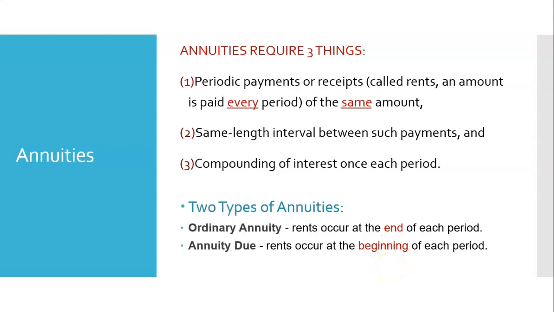Okay, and so the difference becomes in how the interest is handled. If it's an annuity due, we're going to have extra interest because it's at the beginning of each period. So that's one extra interest that's going to be added in there. So when we're looking at a time value problem, we first have to decide if it's a single sum or an annuity problem. And then secondly, if we decide it's an annuity, we have to see: is it an ordinary annuity or an annuity due?